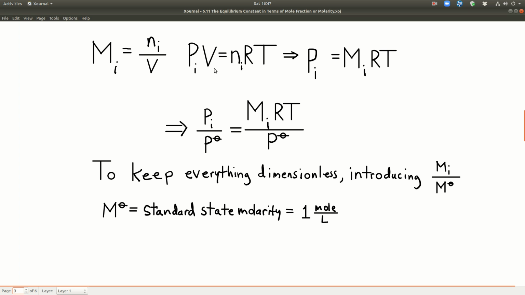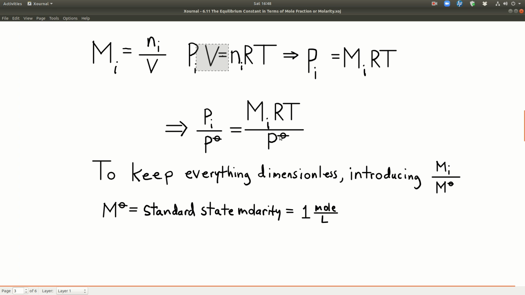So using the ideal gas law for component i, Pi V equals ni RT. Rearrange this a little bit. If we divide both sides by V, we get this term right here, which is just the molarity of component i. So we get the partial pressure of i is equal to its molarity times RT. We can use that now to write the ratio of the partial pressure of that component to the standard pressure as the molarity of that component times RT over the standard pressure.